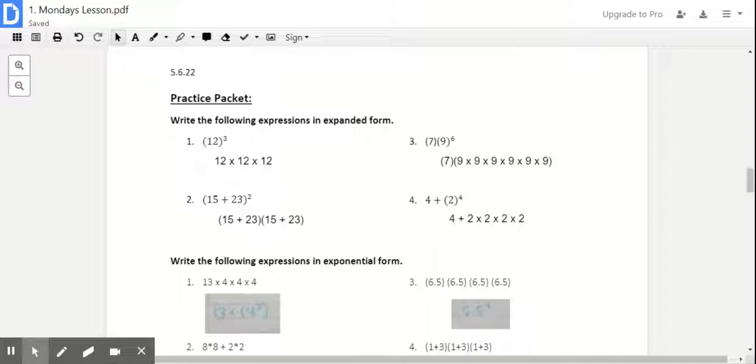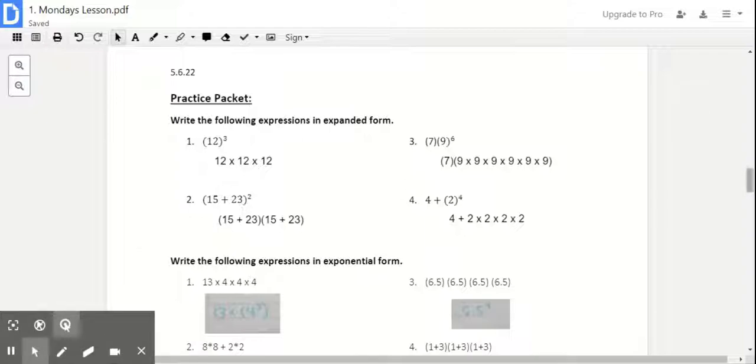Last is 4 plus 2 to the fourth power. So again, this is just like the previous one kind of, except this is just with addition and then with your group that you have your exponent on. So 4 plus 2 times 2 times 2 times 2.